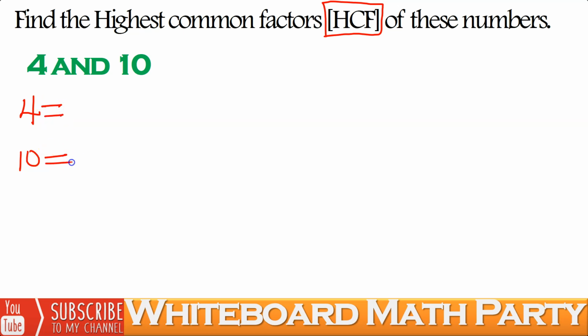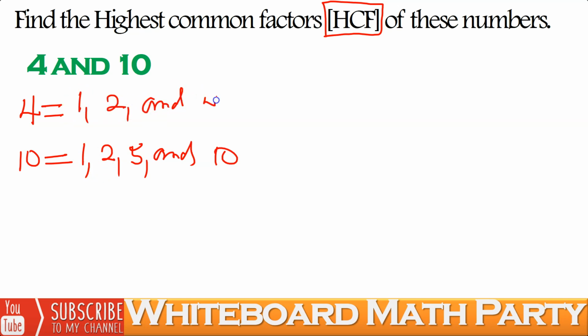All right, let's begin. The factors of 10 are 1, 2, 5, and 10. These are all the numbers that actually can divide 10. Nothing else. Now, all the factors of 4 are 1, 2, and 4. These are all the numbers that can divide 4.